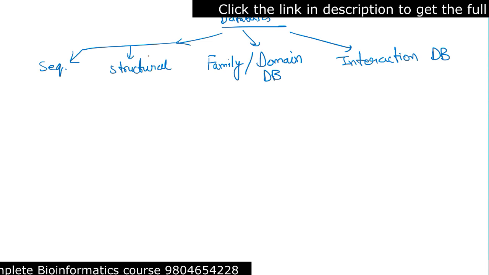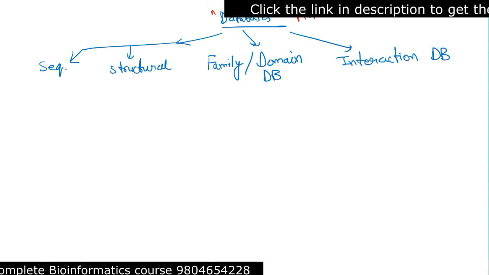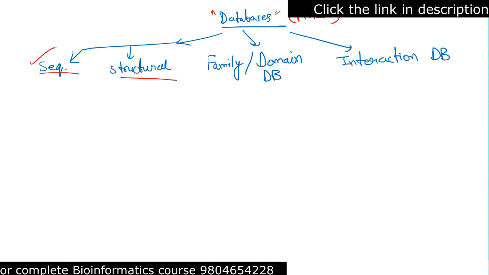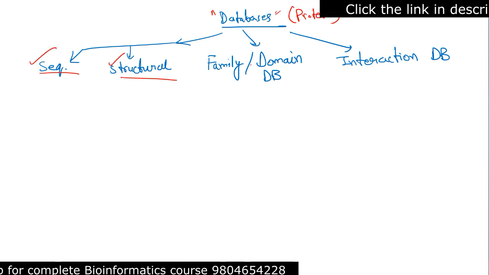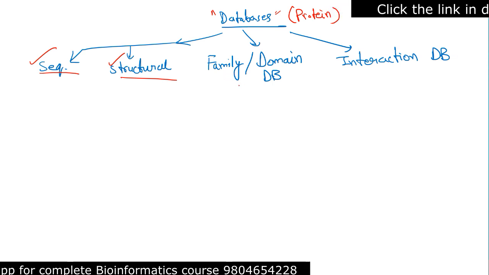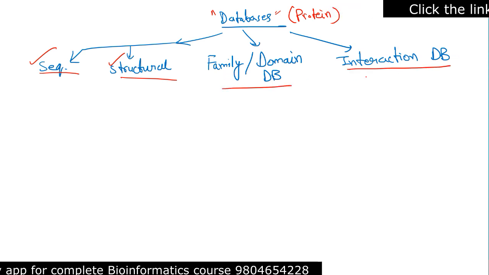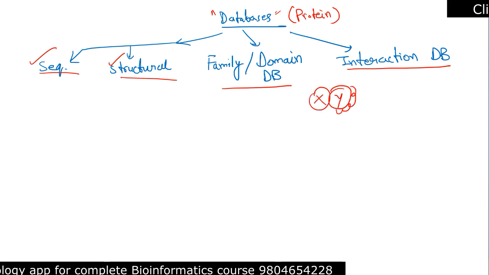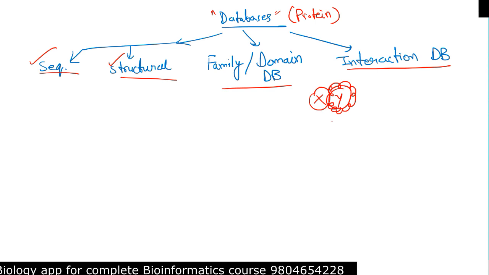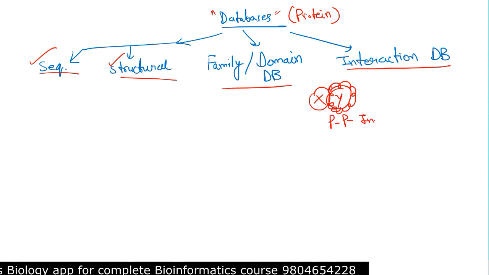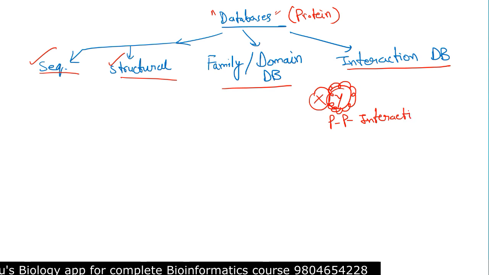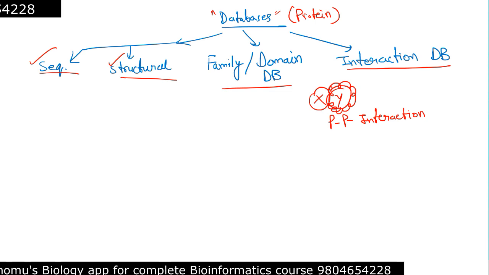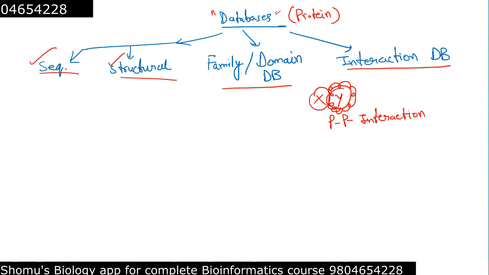But for now, understand this: for a protein database, we have sequence database and structural database. We have talked about it a little bit earlier. And now I'm also going to talk about the family and domain database and interaction database. Because if there is a protein X and a protein Y, then protein X will interact with protein Y. This protein-protein interaction is very important, and it needs to be analyzed with the interaction databases.